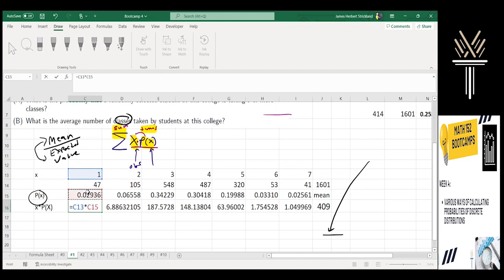Same concept. But we're going to update this number, and then we're going to re-drag it across, and watch what happens to my mean when I do that. It automatically updates because it's summing up whatever's in that information.